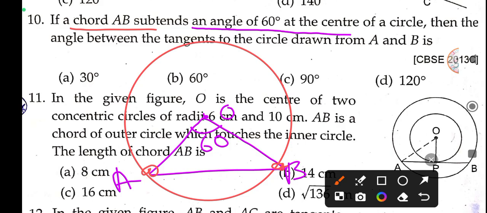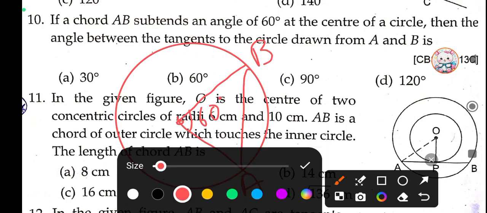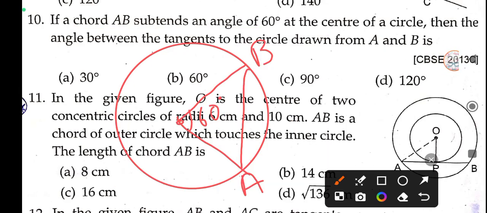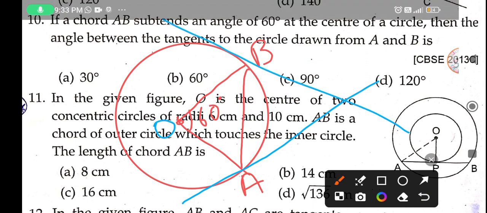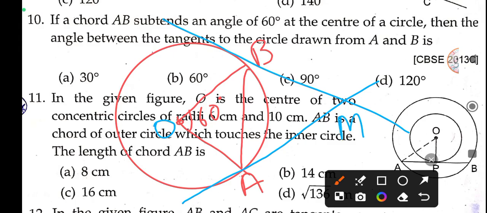Now we have to draw this figure in some other way because we are running out of screen space. Let me erase it. So here you can see I have drawn it again, because I have to extend this A and B to draw a tangent. So let's draw a tangent from A and another tangent from B. Here we have drawn two tangents. Now let's name this point as M. So MB and MA are two tangents.